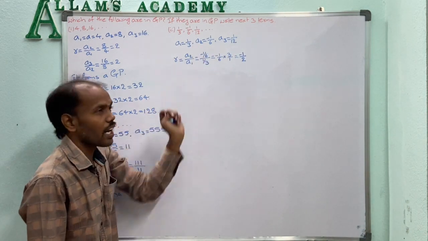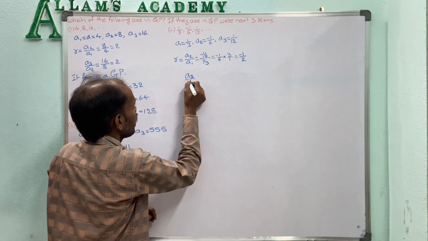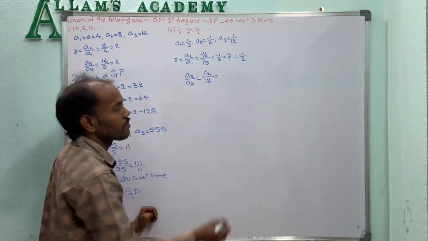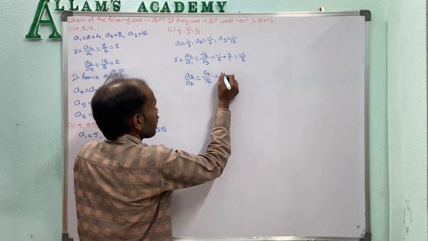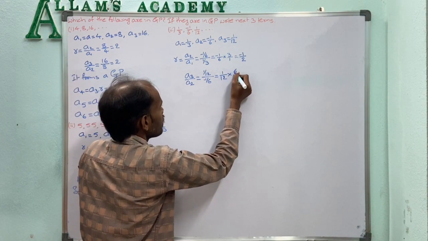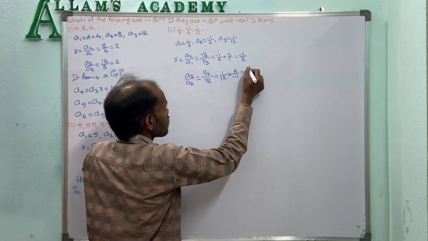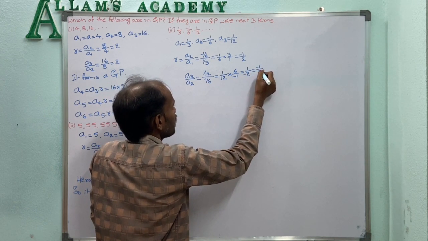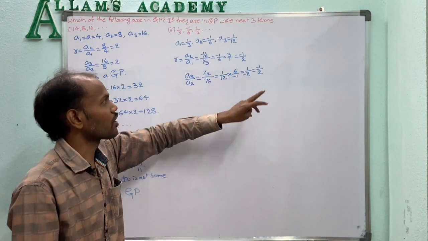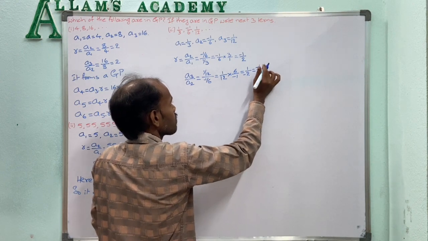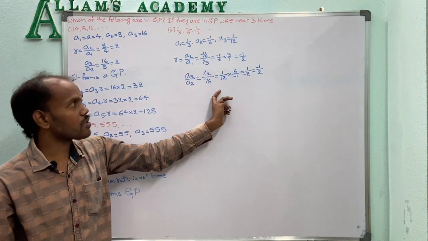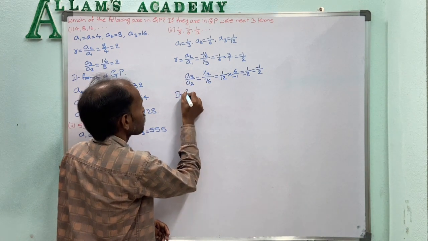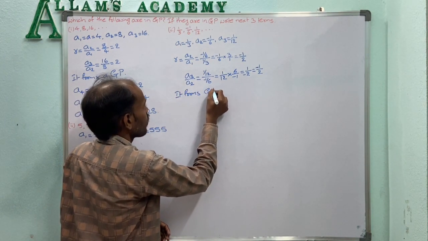Now the ratio of the next two terms, a3 by a2, that is 1 by 12 divided by minus 1 by 6. So 1 by 12 into the reciprocal, 6 by minus 1. 6 ones are 6, 6 twos are 12, so we get 1 by minus 2. 1 by minus 2 means we can write the negative sign in the numerator, that is minus 1 by 2. Now in both cases the ratios are the same, so the list of numbers forms a geometric progression.